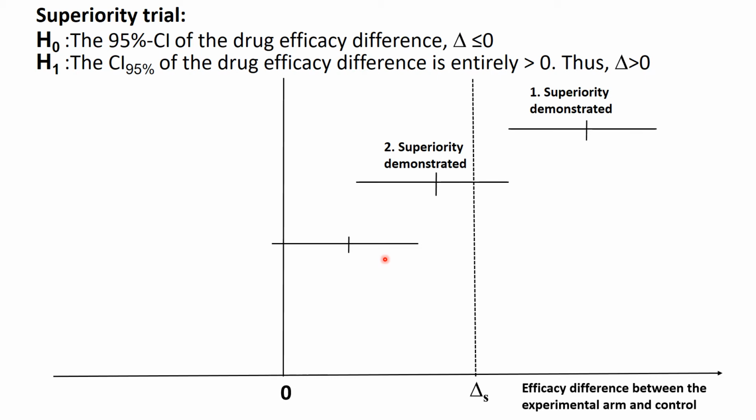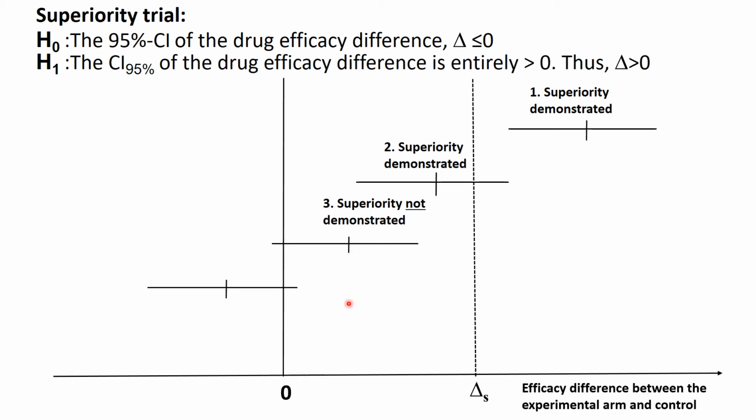This is not demonstrating superiority, unfortunately. Why? Simply because the lower class boundary of the confidence interval of the difference between the experimental arm, in other words the new treatment, and the control arm, in other words the standard treatment, hasn't crossed the 0 threshold. Remember that the hypothesis says for it to demonstrate superiority, it has to cross. So definitely not. Superiority is not demonstrated.